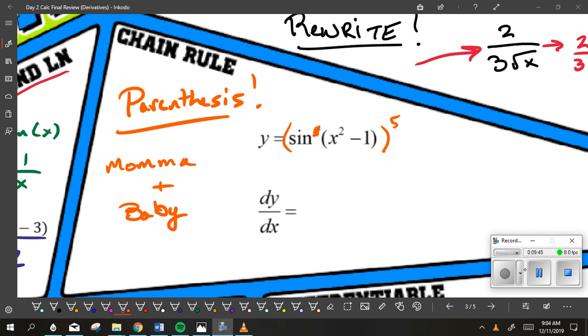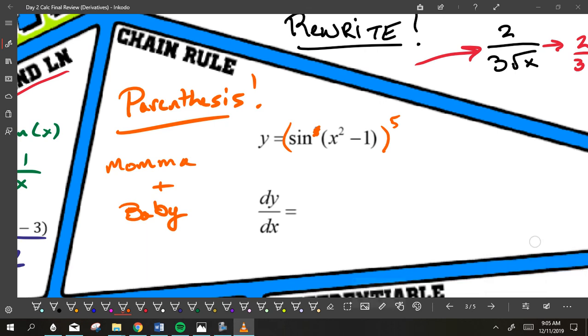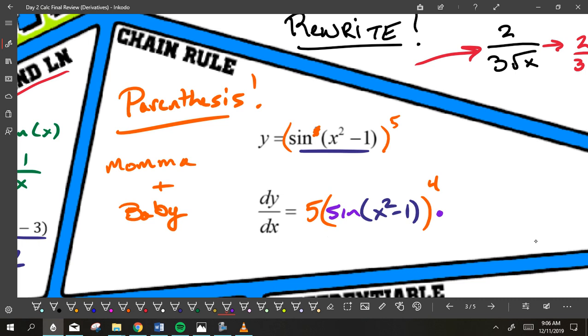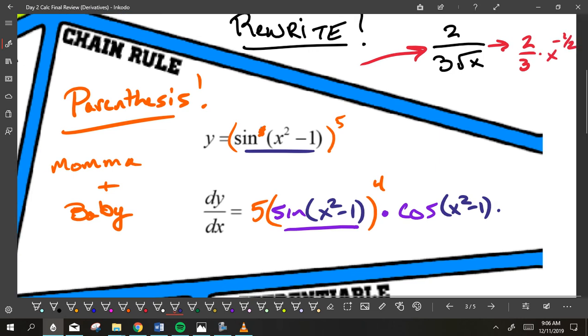Anybody want to take a shot at this one? Angela, what you got for us? What's going to go on the outside of this? 4. So she wrote the 5 in front. She subtracted 1 from her exponent. What's going to go inside the parentheses? Good. She rewrote the baby, so sine of x squared minus 1. Then what'd you do? Cosine. She took the derivative of this inside here, so she wrote cosine. And she rewrote that baby, x squared minus 1, times the derivative of that baby, which is 2x.